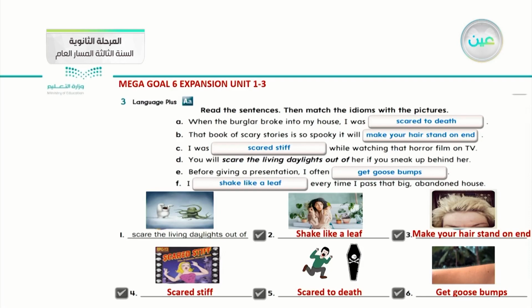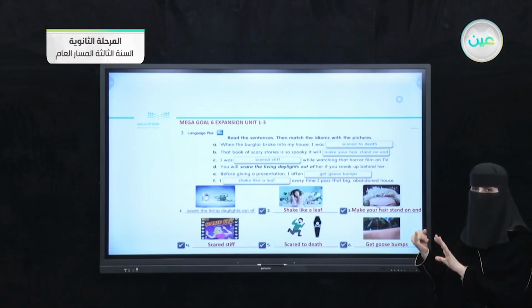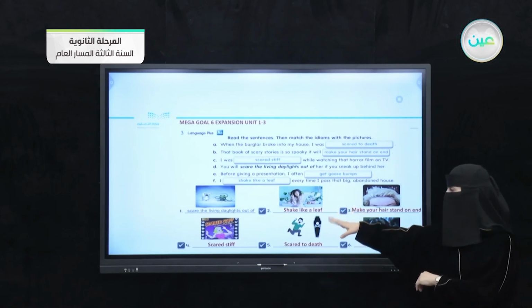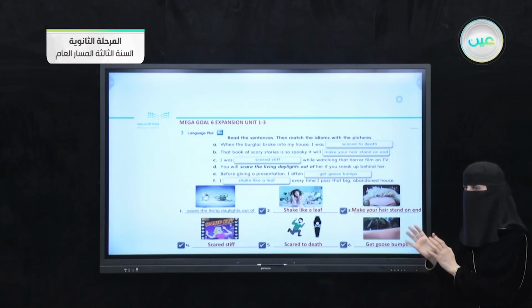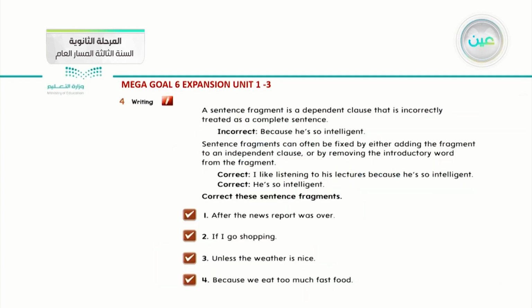By the end of this question, we notice that we learned 6 idioms that we already learned after reading the passage. The first one is scare the living daylights, and the second one is shake like a leaf, which means your body shakes like a leaf. Number 3, make your hair stand on end. Scared stiff, scared to death, and get goosebumps. Okay, let me transfer to the next question.